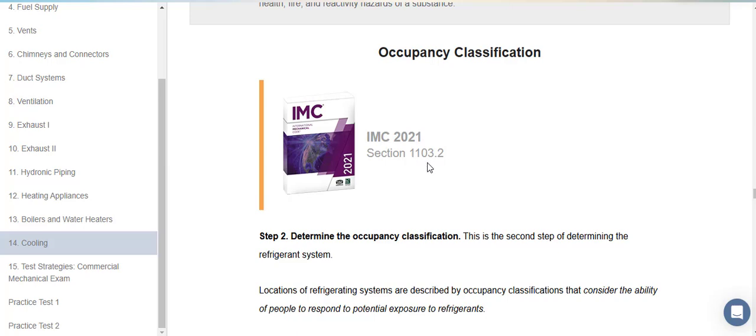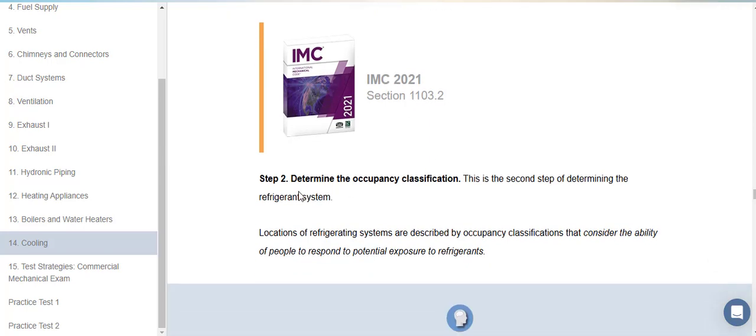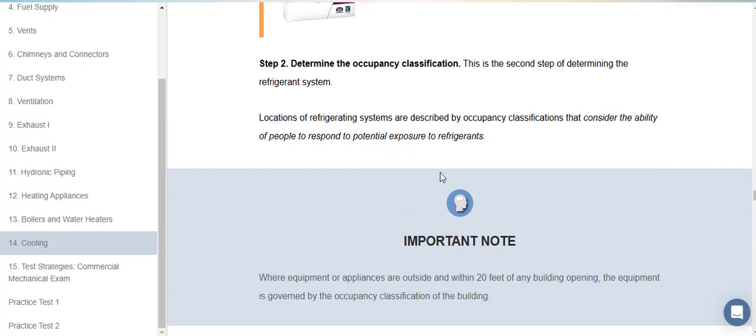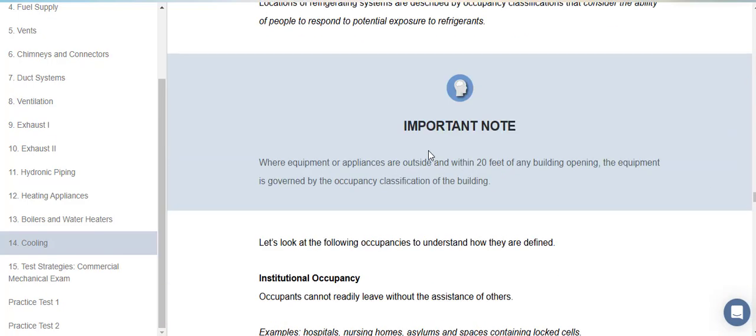Occupancy classification, International Mechanical Code 2021, Section 1103.2. Step 2 determines occupancy classification. This is the second step of determining the refrigerant system. Locations of refrigerant systems are described by occupancy classification that considers the ability of people to respond to a potential exposure of refrigerant. Important note, where occupied appliances are outside and within 20 feet of any building opening, the equipment is governed by the occupancy classification of the building.